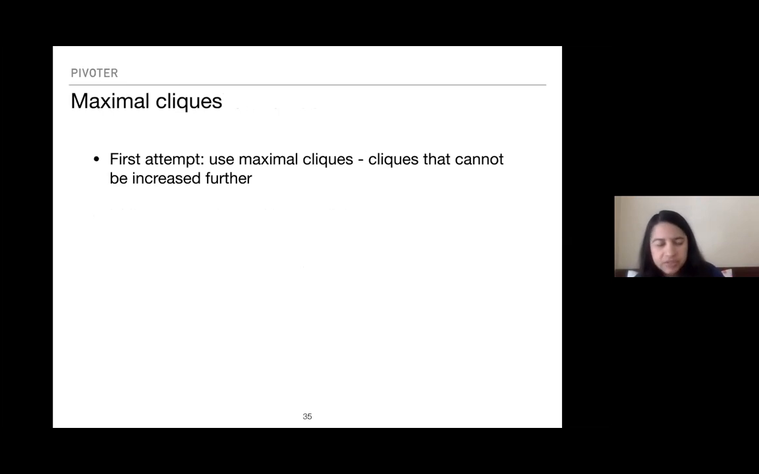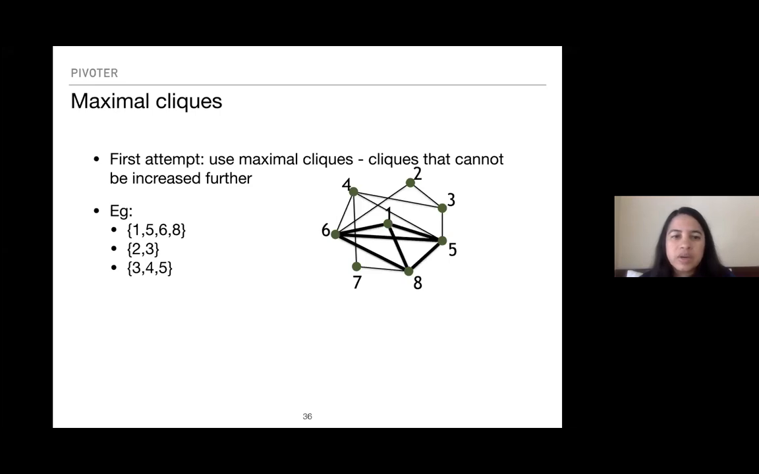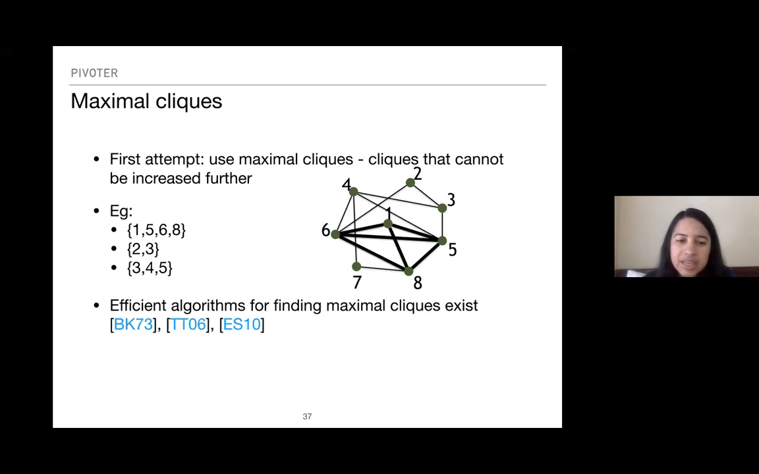As a first attempt, one might think of using maximal cliques. So what are maximal cliques? Maximal cliques are cliques that cannot be increased further. Here 1, 5, 6, and 8 is a maximal clique, 2, 3 is a maximal clique, 3, 4, 5 is a maximal clique, and so on. Efficient algorithms for finding maximal cliques have existed for a long time. And indeed, one of the techniques that we use, which is pivoting, was actually used in one of these algorithms for counting maximal cliques.